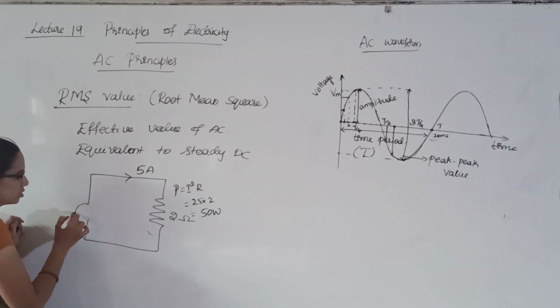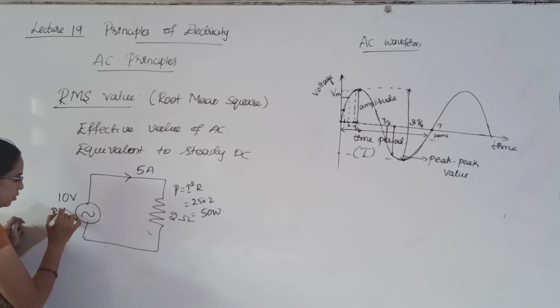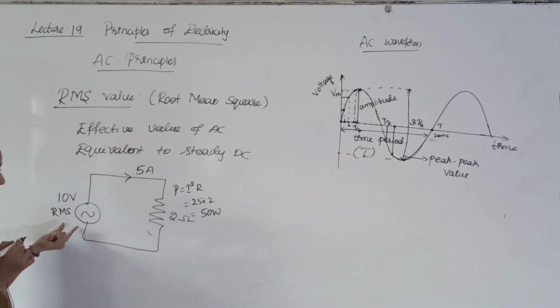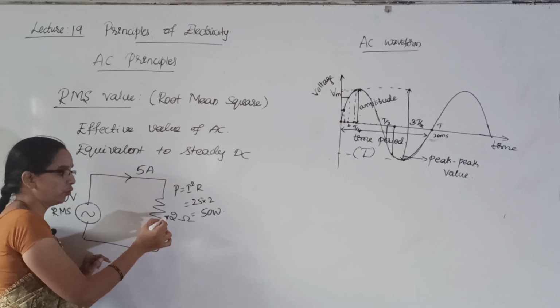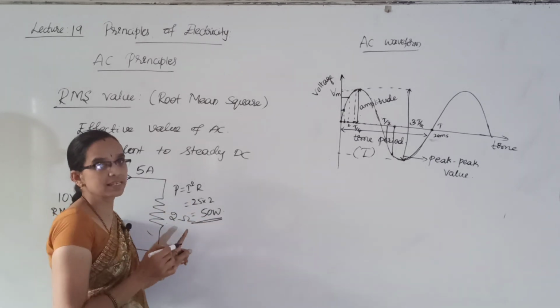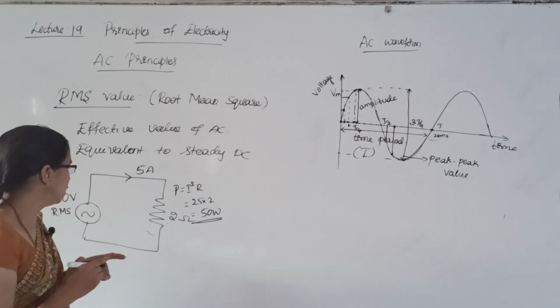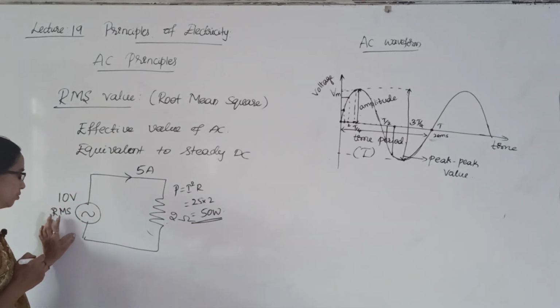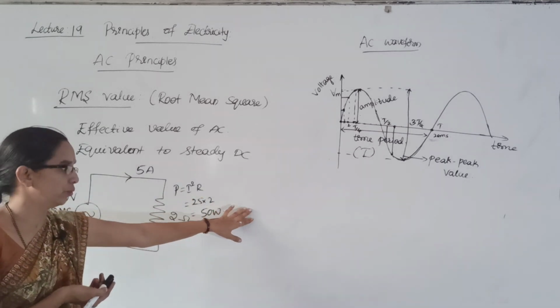this DC source by an AC source which is having a 10 volt RMS value of AC, if I connect, the same amount of current will be flowing and the same amount of power is dissipated in the 2 ohm resistor. That means RMS value is 10 volt, means the peak value will be more than this. Okay, that we will calculate, you will come to know that.